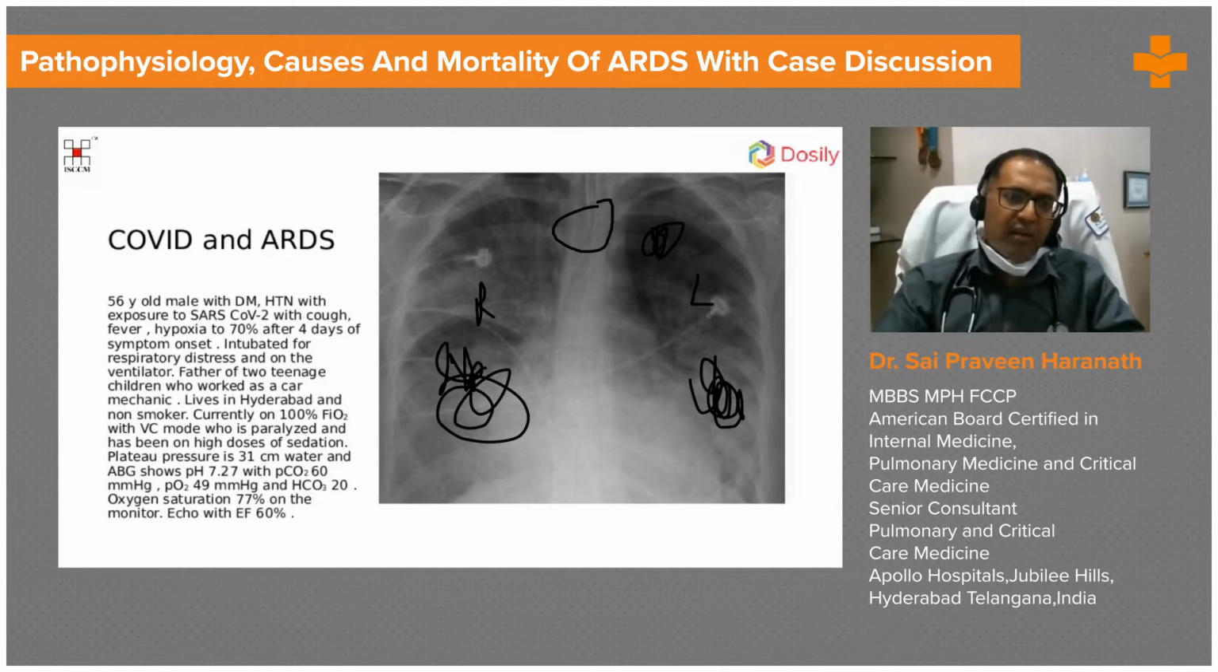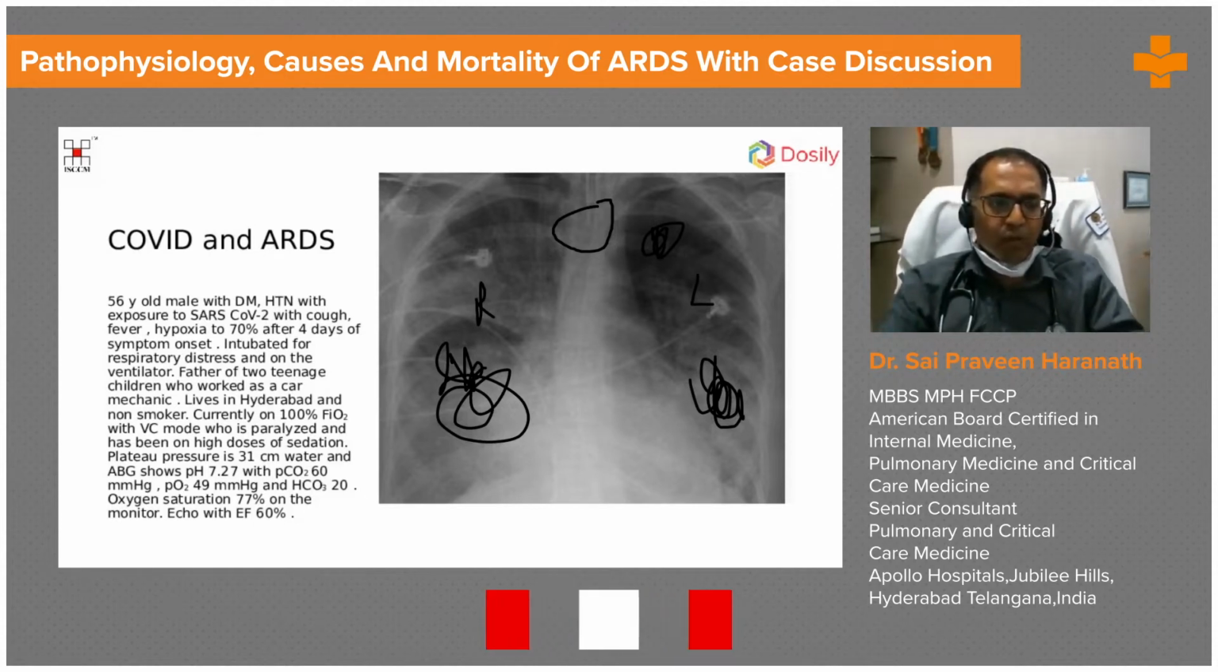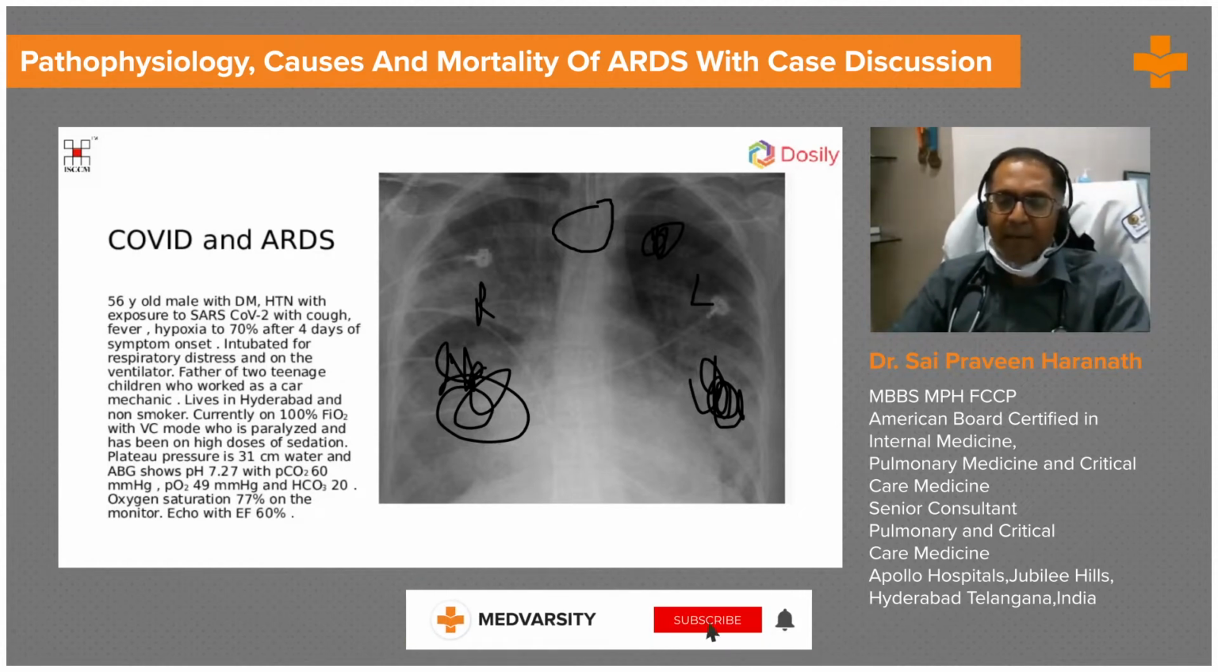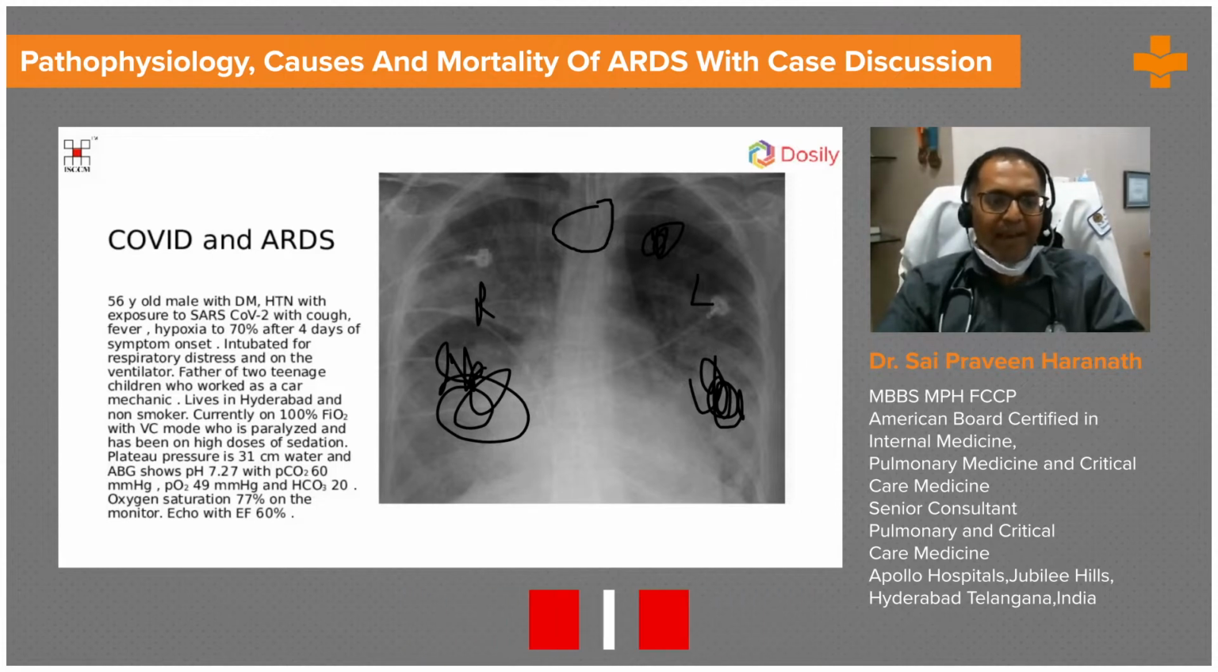Currently he's on 100% FiO2 with the assist control or VC mode, a volume control mode. He is paralyzed. He has been on high doses of sedation, and his plateau pressure is 31 centimeters of water. His ABG shows a pH of 7.27, PCO2 of 60 millimeters of mercury, PO2 of 49 millimeters of mercury, a bicarbonate of 20, and a saturation of 77% on the monitor. And his ejection fraction on echocardiogram is 60%.